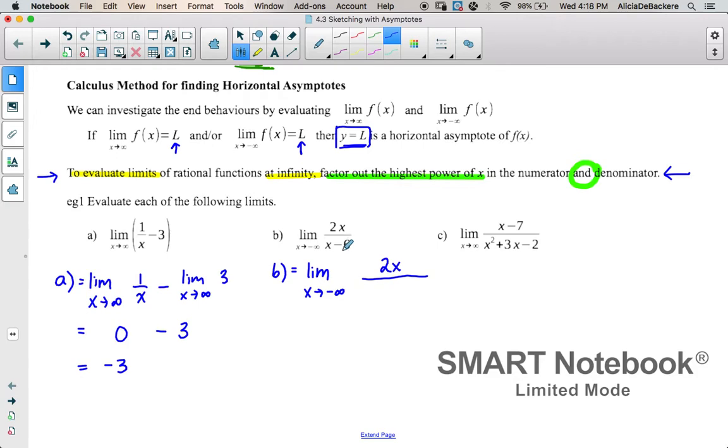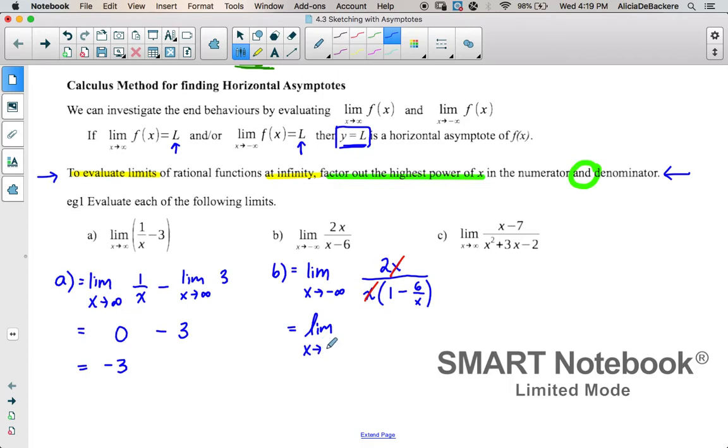I'm going to take this denominator, and the highest power of x is x to the power of 1. So that's what I'm going to factor out. I'm going to divide this first term x by x, and I get 1. And then the second term is -6, and if I divide that by x, I get 6 over x. And now what happens is I have a common factor of x in the numerator and the denominator. So now I can cancel. Remember, it has to be factored before you can cancel.